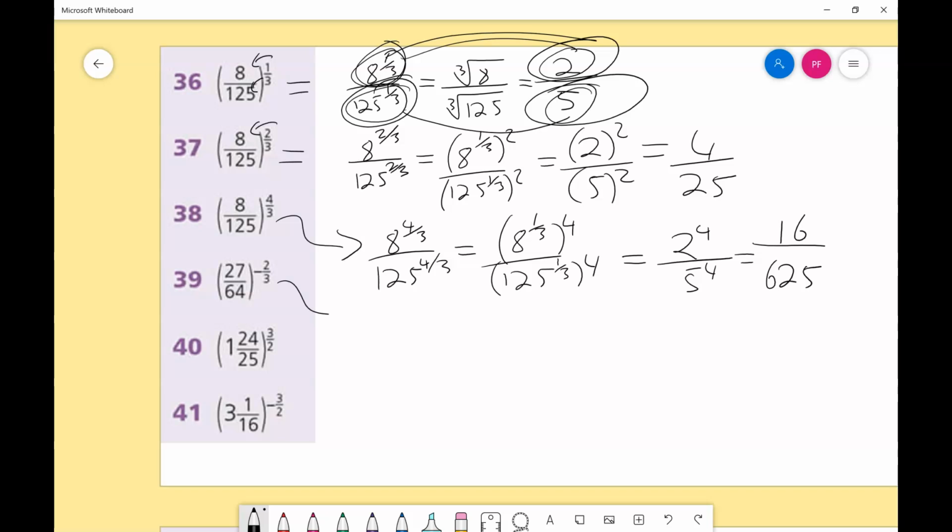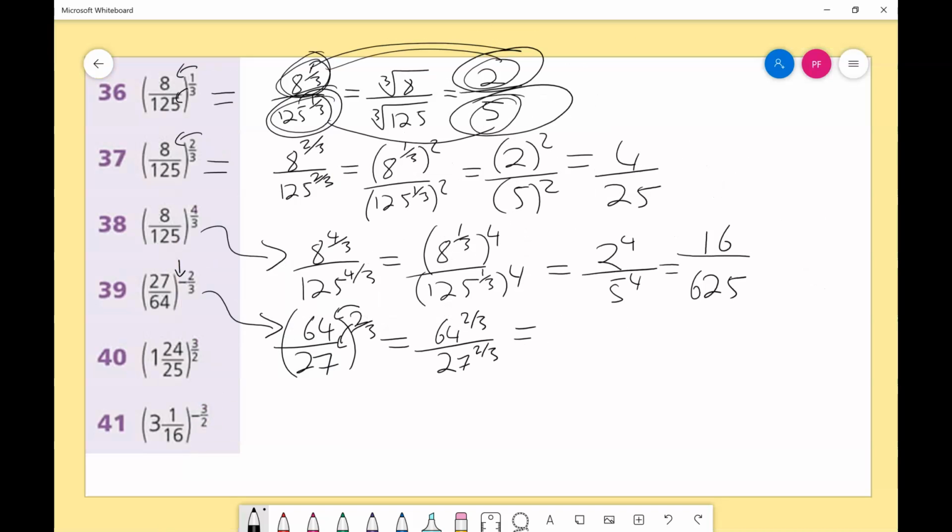Now, next one, we've got 27 to the power of minus 2 over 3. So we'll first note there's a minus, so we'll flip the whole thing upside down. Minus tells me I need to swap my numerator and my denominator. That's all to the power of 2/3. The brackets tell me the power applies to everything inside, so it's 64 to the power of 2/3 over 27 to the power of 2/3. I like to do my fractions first, so that's 64 to the power of a third squared over 27 to the power of a third squared.